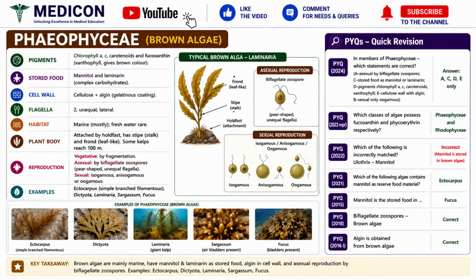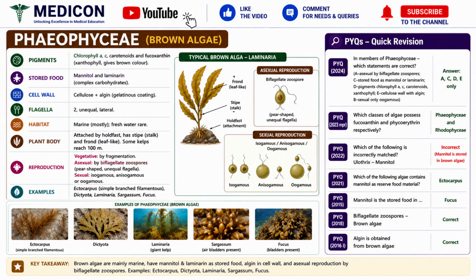Now let's study the other category of algae, that is Phaeophyceae, brown algae. Let's see the main differentiating points. When it comes to pigments, it has chlorophyll A and C. Also it has carotenoids and fucoxanthin. Xanthophyll gives brown color. The stored food in the Phaeophyceae are mannitol and laminarin, complex carbohydrates. Cell wall is made up of cellulose plus algin, a gelatinous coating. There are two flagella, both unequal and lateral.